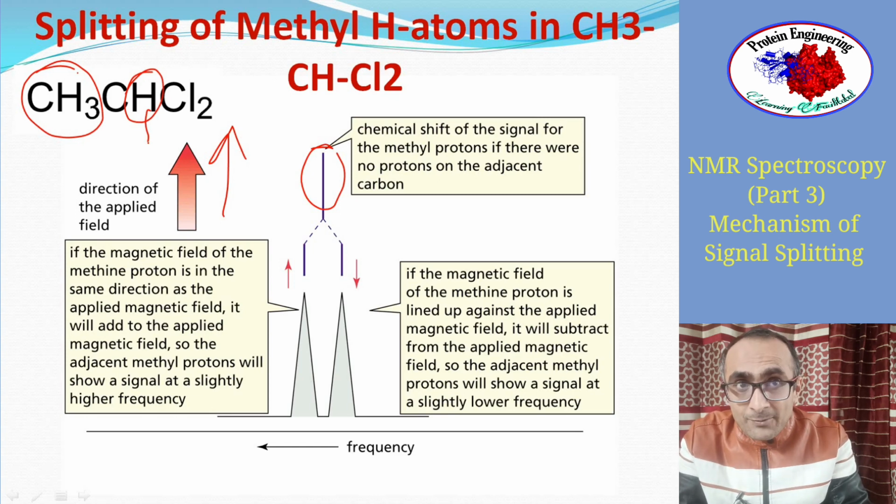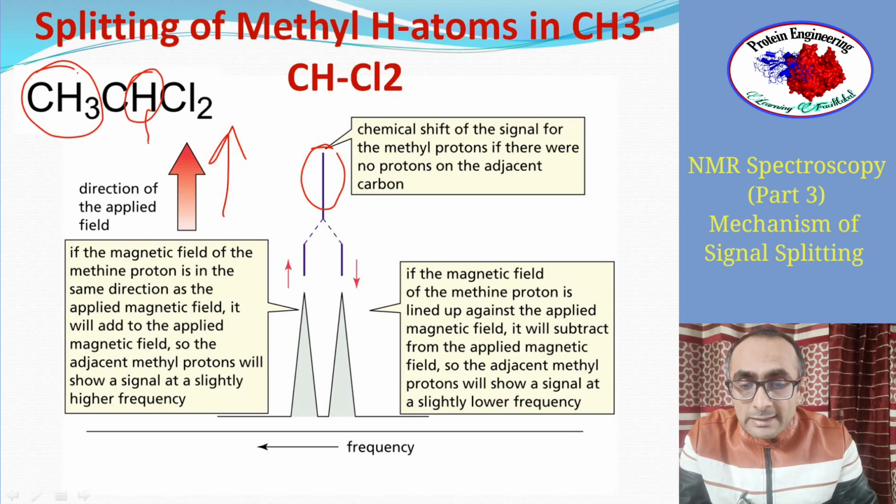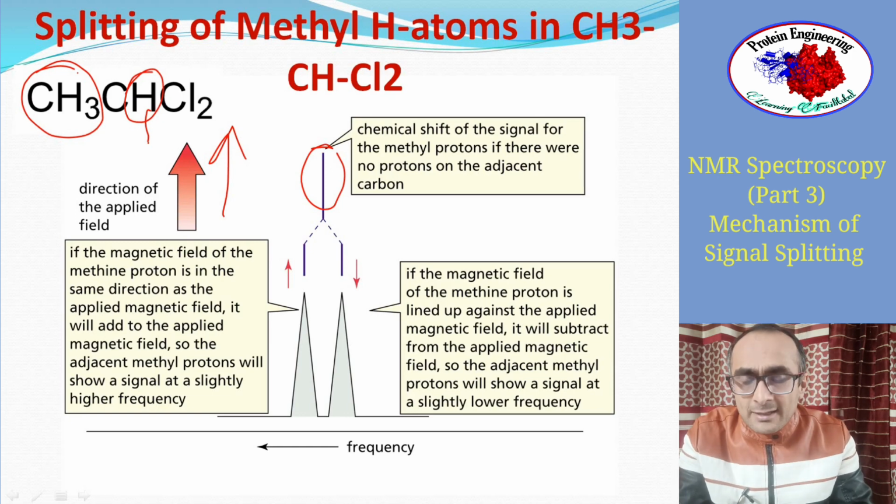So this proton is also having its own magnetic field. The magnetic moment of this CH proton has 2 possibilities. Either it can align itself in the same direction as the applied magnetic field or in the opposite direction. So in both cases, it will influence the absorption property of the methyl protons.